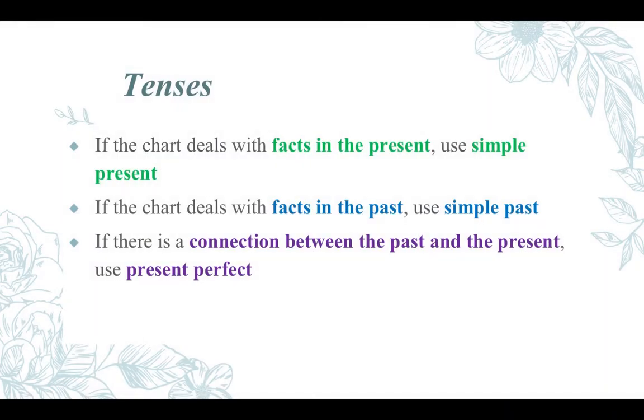Okay, so let's talk about tenses now. So please remember, when the chart deals with facts in the present, please use simple present tense. If the chart deals with facts in the past, you need to use simple past tense. Lastly, if there is a connection between the past and present, then use present perfect tense. Okay? So the tenses will depend on the charts itself, on the facts that the chart is dealing with. So please be clear on this.